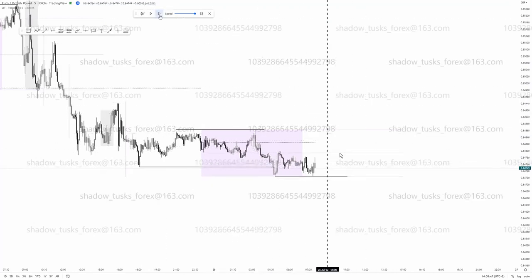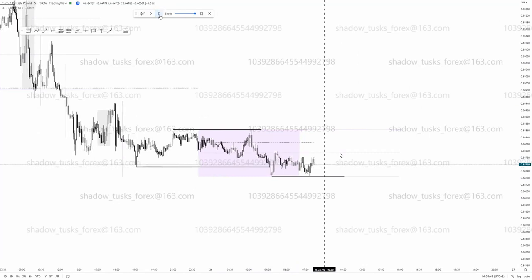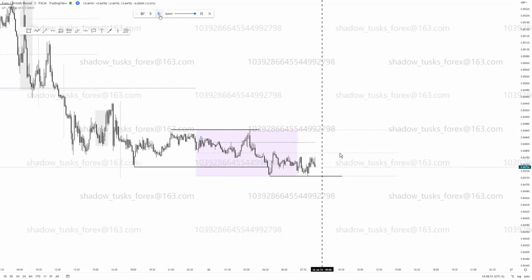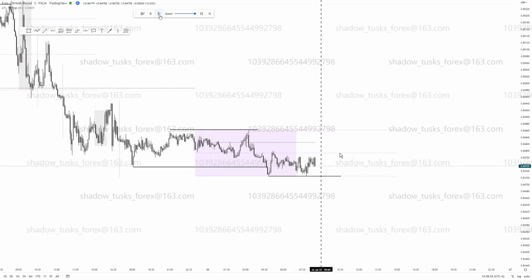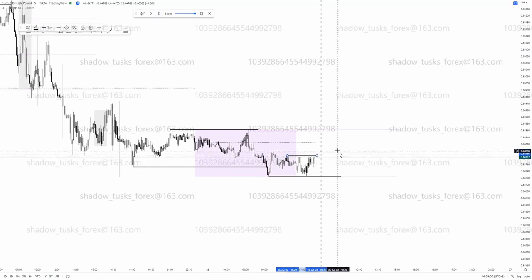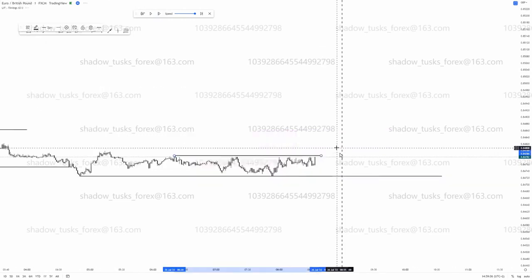Okay, let's keep going. Now, obviously, M5 is our home time frame. It's the time frame that we're most interested in. And you've got to be quite careful because you will get caught out a lot, especially at the beginning, if you're just sitting there stuck on M1, not really looking at the bigger picture. Because look, this is how it looks on M1.